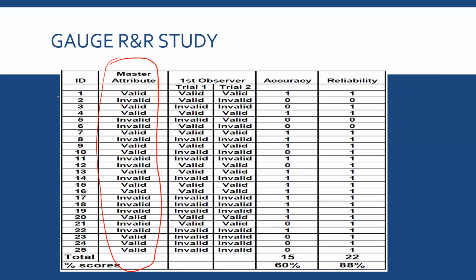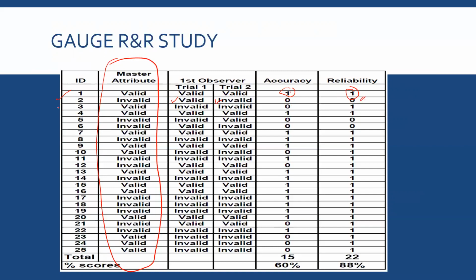For the first part, number 1, the operator measured valid and valid, so this is accurate and reliable as well. For the second part, we know that this part is invalid, with a defect. However, the first operator said valid the first time and invalid the second time. So first of all, it's inaccurate. As long as there's no consistency, it is inaccurate and unreliable. This is where the zero comes from.